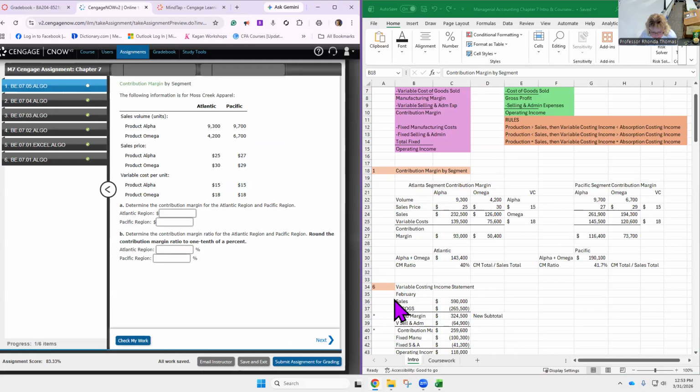Now we're going to be looking at a segment called Atlanta segment contribution margin, Pacific segment contribution margin, where they have products alpha and omega. Now you got to be sure to follow what's what. So Atlanta goes this way and Pacific goes this way, not across, but down. So 9,300 times $25 sale price for alpha. That's the sale of 232,500, and the variable costs are 9,300 times.